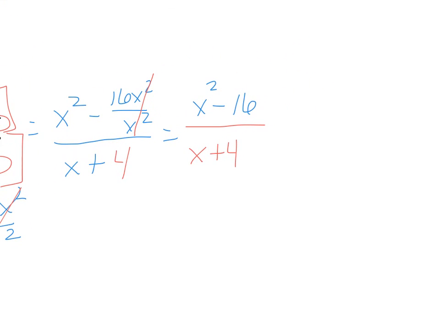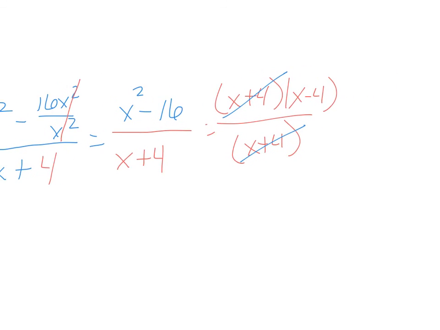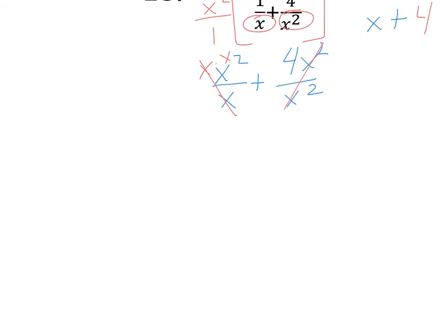Now, if you recognize this right here, this is the difference of squares. So we know this will factor to be x plus 4, x minus 4, and the denominator is x plus 4. So we've got some canceling going on here with the x plus 4s. And our final answer is x minus 4. And that's it for this page.